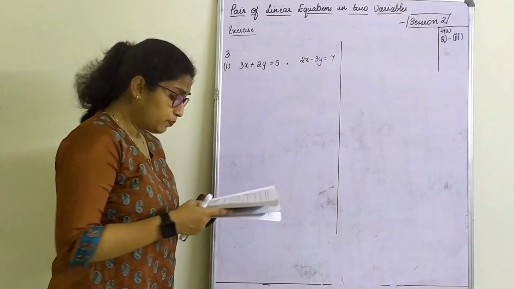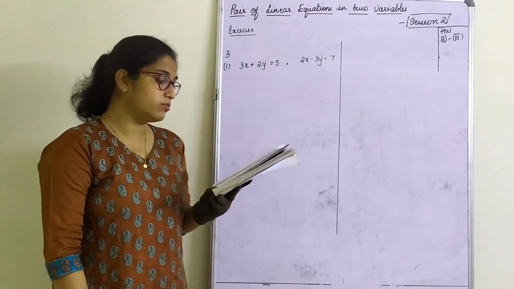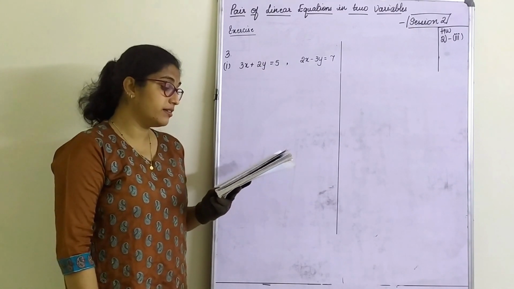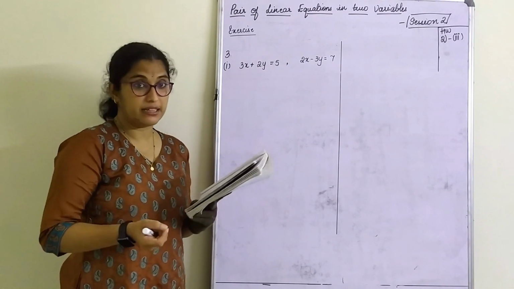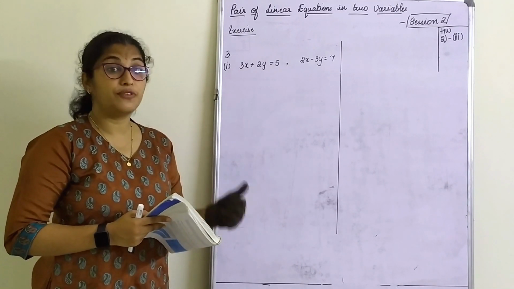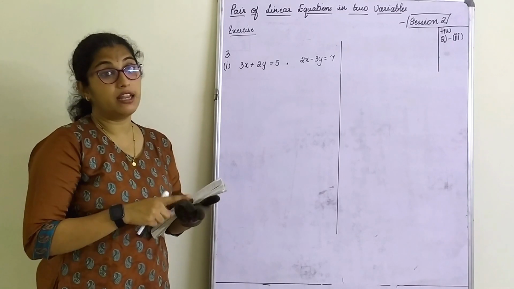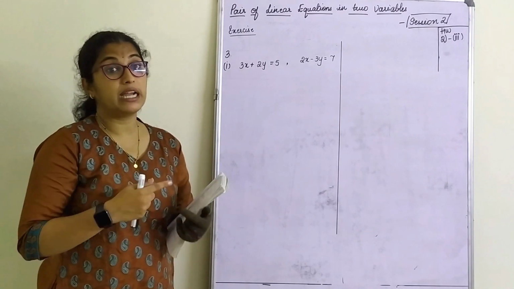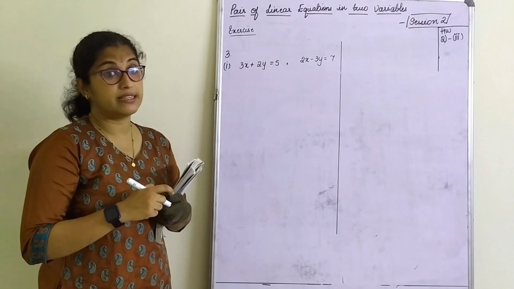Third main, on comparing the ratios A1 by A2, B1 by B2 and C1 by C2, find whether the following pair of linear equations are consistent or inconsistent. To know whether they are consistent or inconsistent, first of all, we have to know whether they are intersecting, parallel or coincident. Based on that, we can come to a conclusion whether they are consistent or inconsistent.